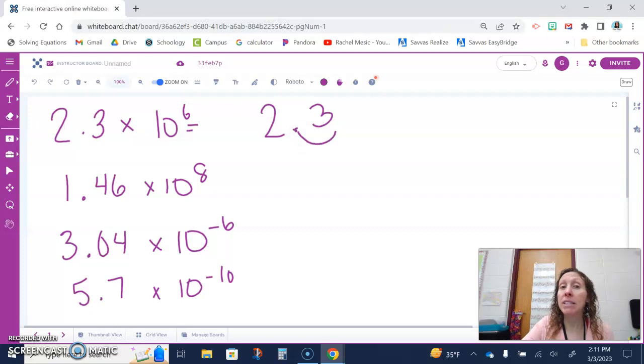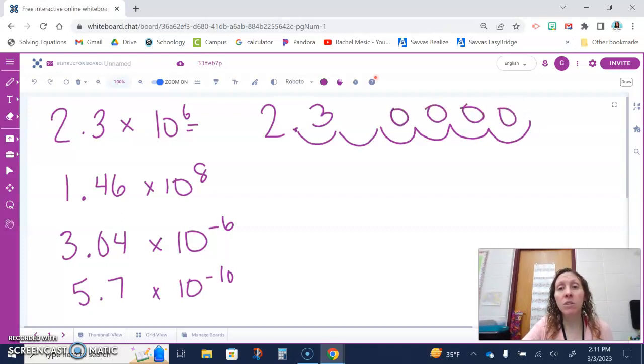So if we times it by 10, we'd have 23. And if we times it by 10 again, we'd have 230. So we've moved it 1, 2, 3, 4, 5, 6 times. And we're going to fill then all of these in with zeros. And so this would represent the number 2,300,000.